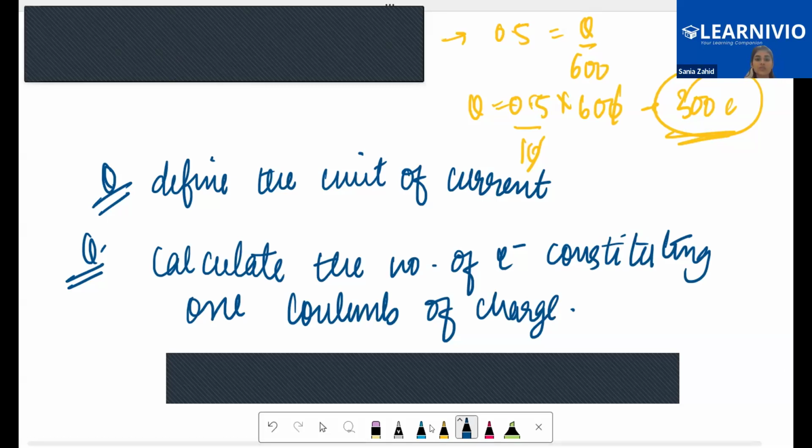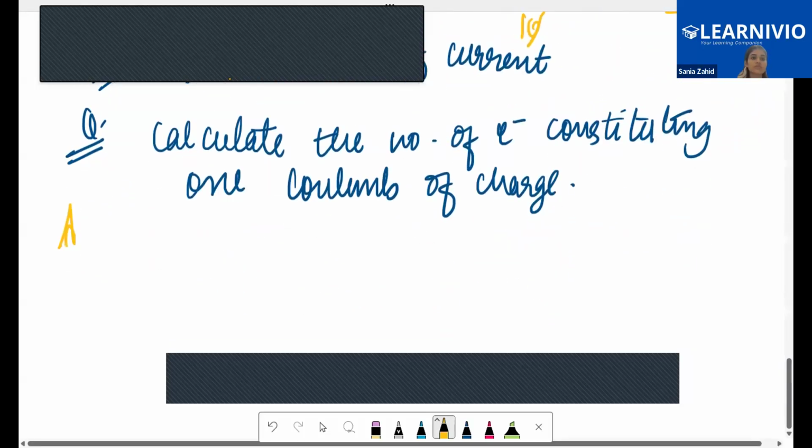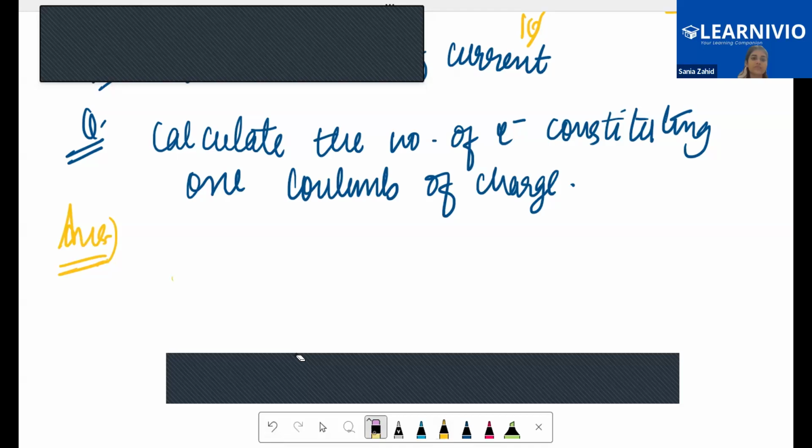Okay, so the first question is, define the unit of current. Tell me the answer for this. Okay, so 1 unit of current is defined as 1 ampere. Like 1 ampere measures the flow of current in the circuit. But how will you define the unit? Tell me how will you define the unit of current?